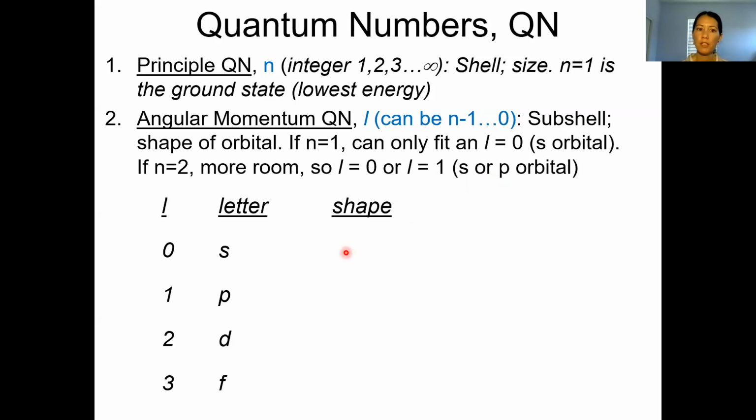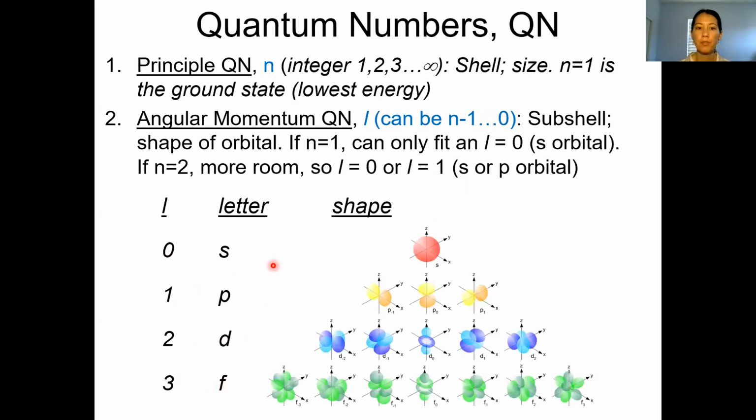So this is something you just have to memorize. L equals 0 is s, 1 is p, 2 is d, and 3 is f. Always. You can always count on that. The shapes are the ones that I've already shown you. Spherical for s, the infinity, clovers, and f's.